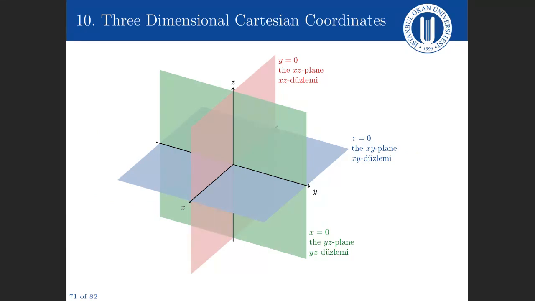We can talk about planes in three-dimensional space. For example, the plane z is equal to 0. All of the points x, y, z, where z is 0. X can be any number, y can be any number, but z must be 0. We get this blue plane. Green plane is all of the points where x is equal to 0, and the red plane is all of it where y is equal to 0.